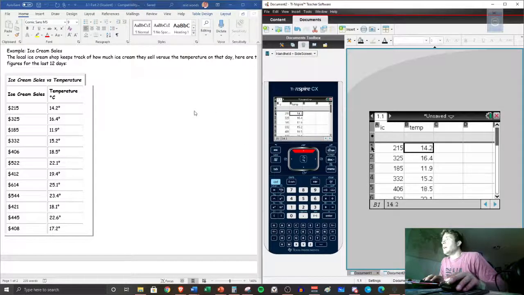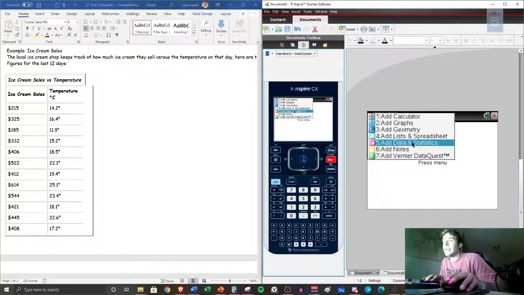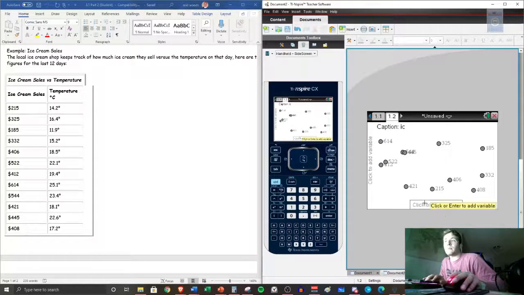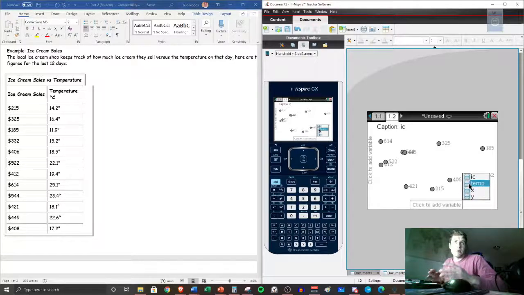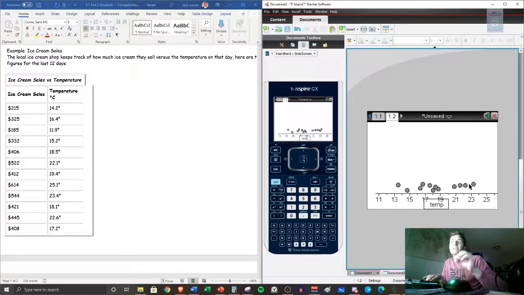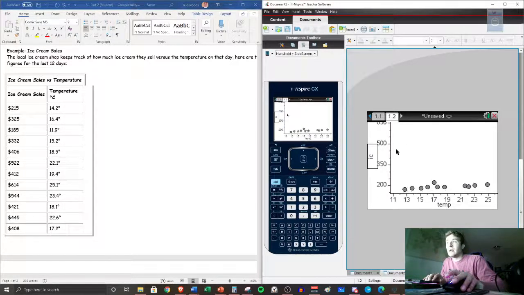All right, so we are going to make a scatter plot of this. Hopefully you've paused me to put in all your data, but go ahead and add a page, Control Doc. Data and statistics is what we want. We're gonna make this our temperature. We said it makes sense for that explanatory variable X to be temperature. It seems like that's what is going to give us the response of sales, right? So this one up here would be ice cream. And what we see here is exactly what we thought, right? Higher temperatures yielded more ice cream sales.